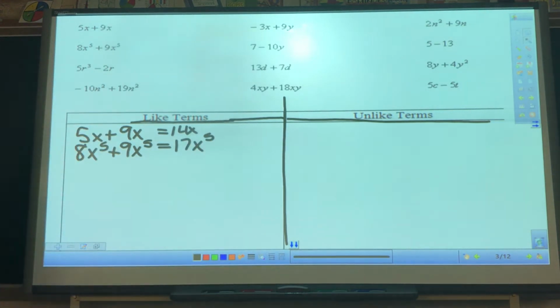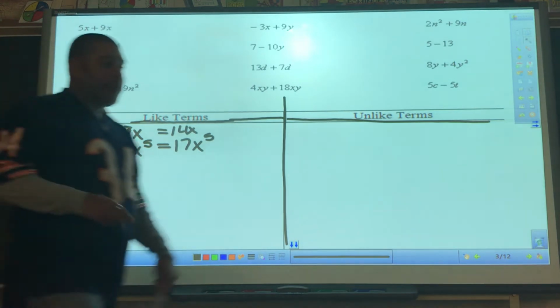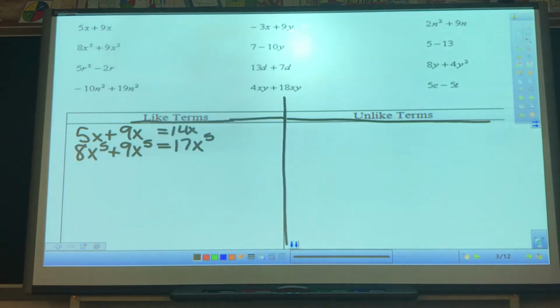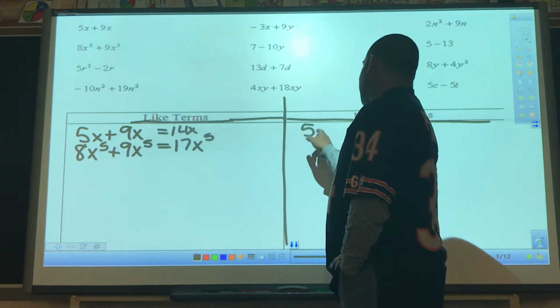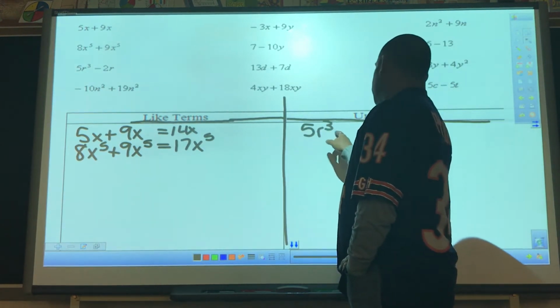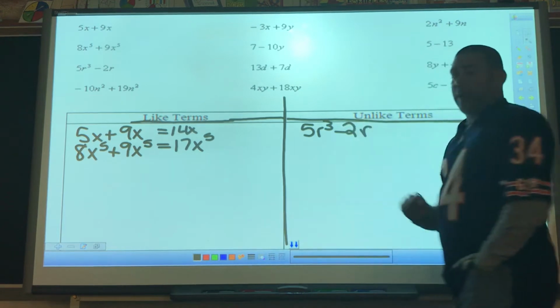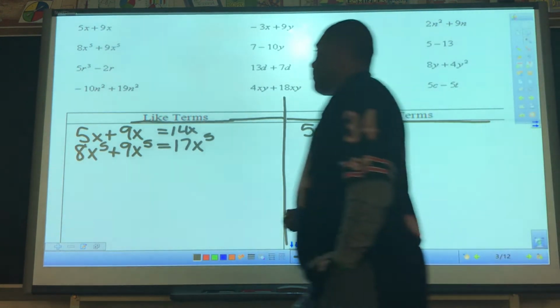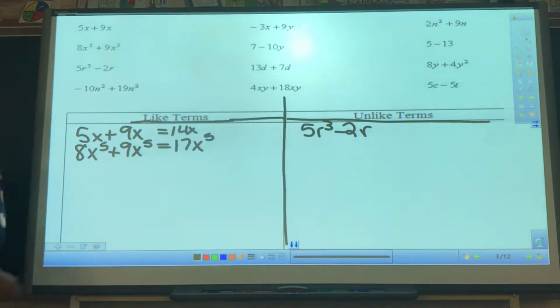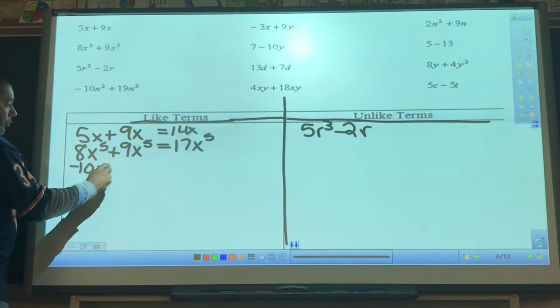Now, here's our first one that is not like terms. We have 5r to the 3rd minus 2r. Yes, they have the same variable r, but the exponents are not the same. These are not like terms. I can't do anything with that. That would be my simplified answer at this point. Last one in that column, negative 10n squared plus 19n squared. They both have an n squared, so those would be like terms.